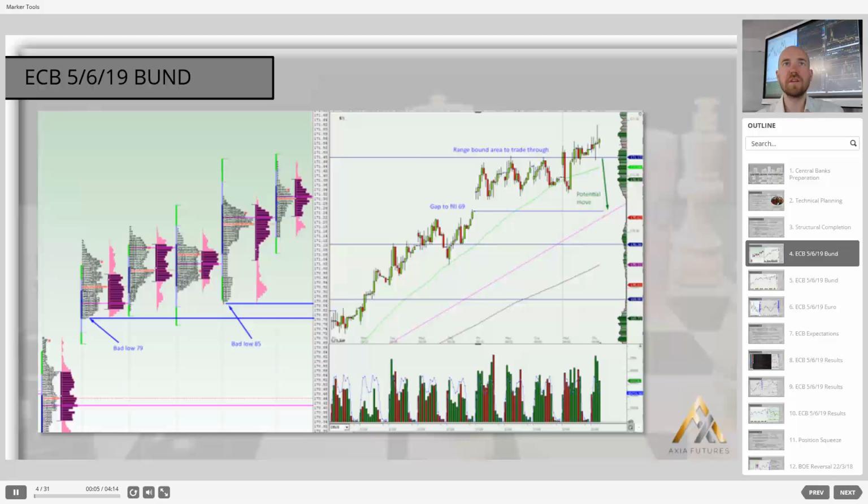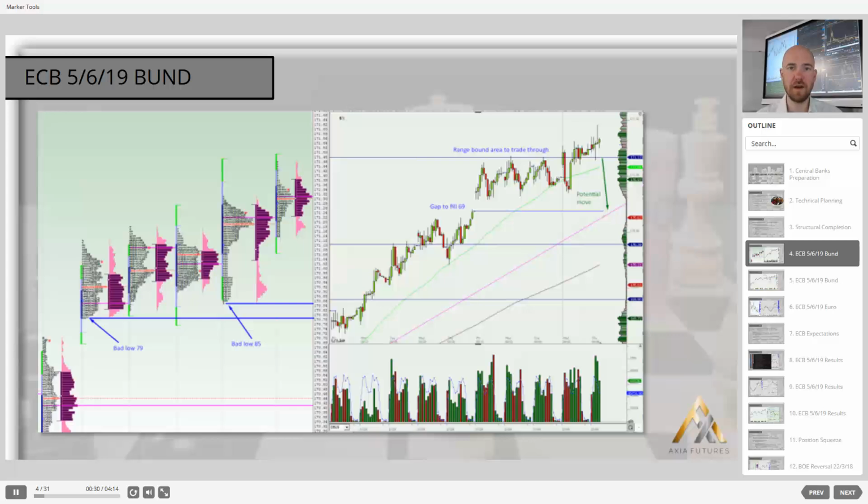Alright, we're going to take a look at the ECB from June the 5th, 2019, and look at two structural trades, structural completion trades that is, one in the bund, one in the euro. Differing trades, they have a similar element of bad lows in them to trade, but it's where they're starting off from and the nature of how the market is trading that gives you a little bit of a different scenario.